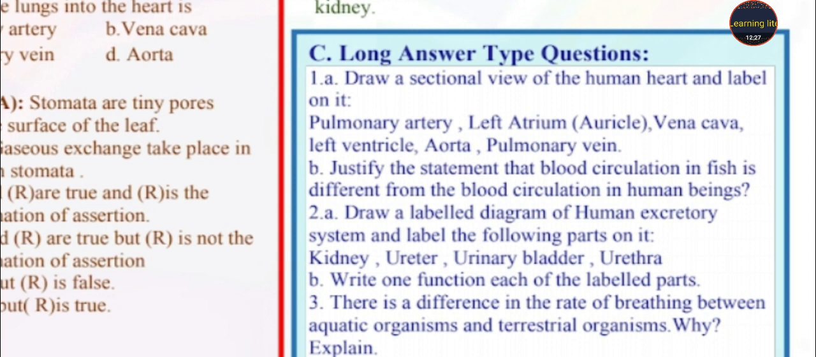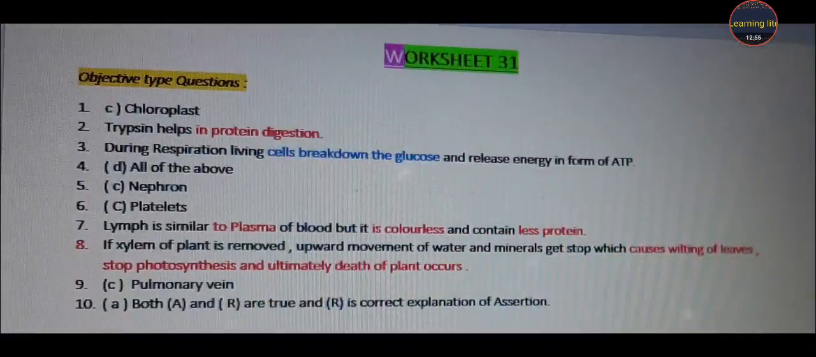There is a difference in the rate of breathing between aquatic and terrestrial organisms. Why? Student, we have to take oxygen from our surroundings. In surrounding air, oxygen is in larger quantity than in water, and aquatic organisms have to take dissolved oxygen from water, which is very less, so they breathe much faster to take the dissolved oxygen from water. Please note down the answers of the long questions, students.